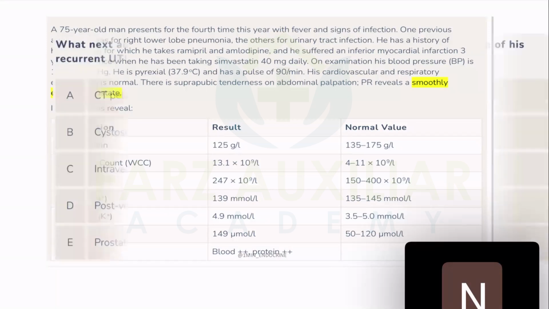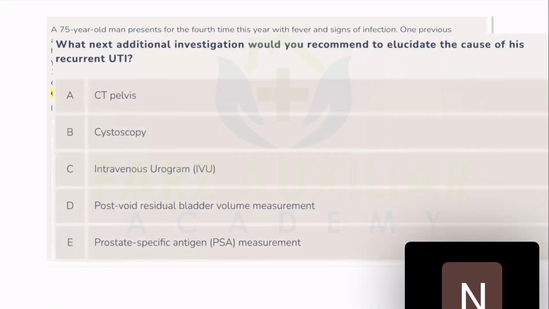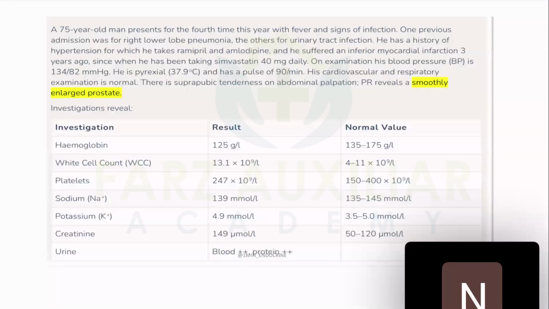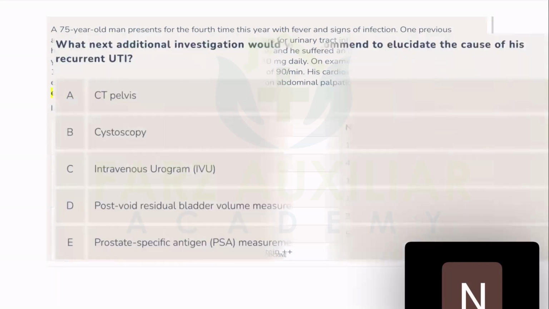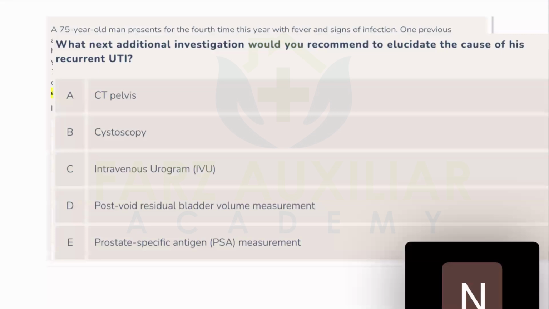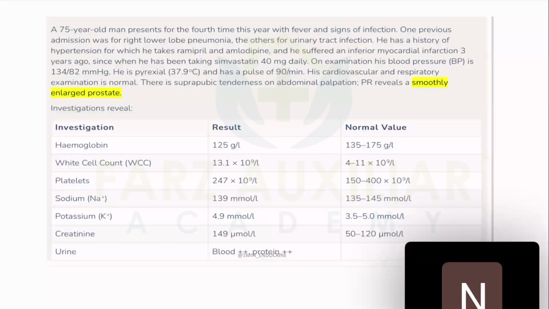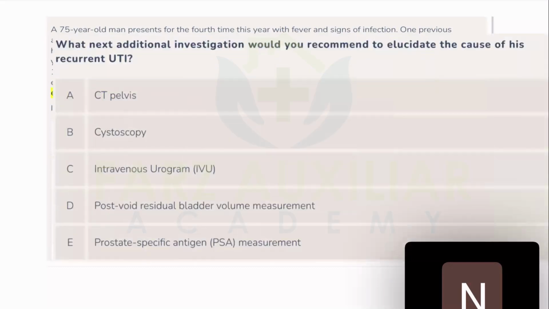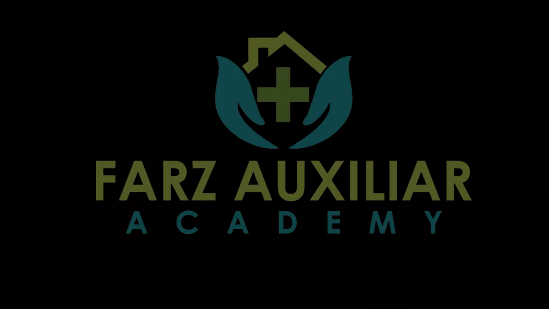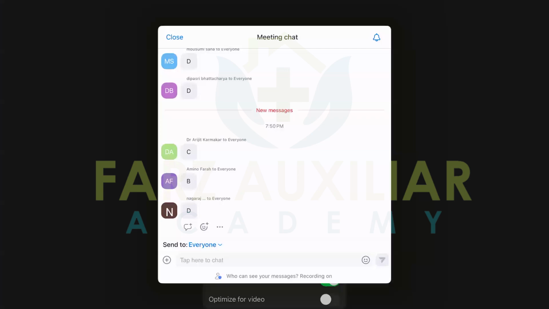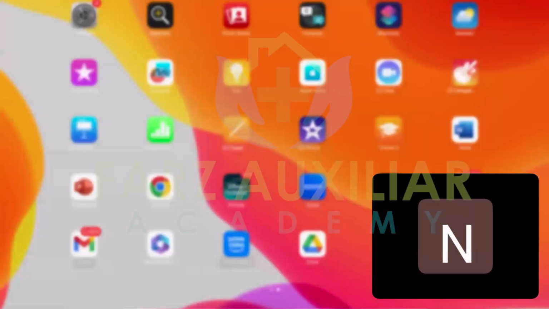That is why option D is the right answer. It is post-void residual bladder volume measurement. If you see, the WBC count is 13,000, so it is just more than 11, so not too much raised. With a CT pelvis, some other source of infection, some abscess, the patient will be extremely sick with a WBC count much more than that. That is why CT pelvis is not warranted. Here everything is pointing towards a prostate-related cause. So option D is the correct answer here.